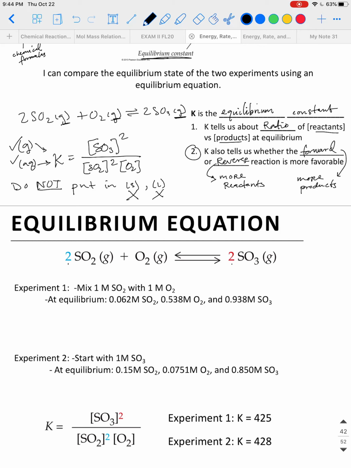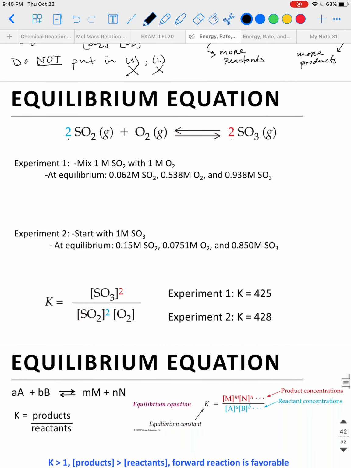I usually get a big question on why that is, and your textbook explains it a little bit better, more in depth. But solids and liquids, as you shift in equilibrium, the concentrations are not changing the way they are for gases and things that are aqueous. So just as a rule of thumb, you do not put in solids and liquids. You only put in gases and things that are aqueous, okay?